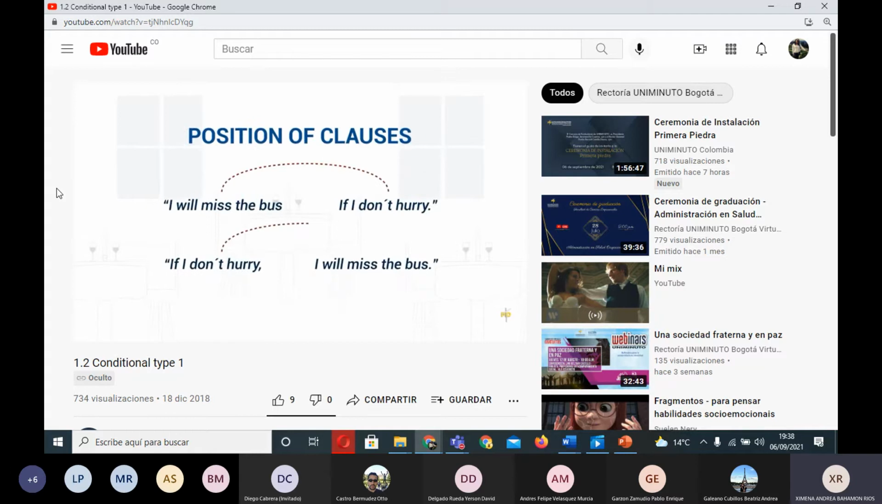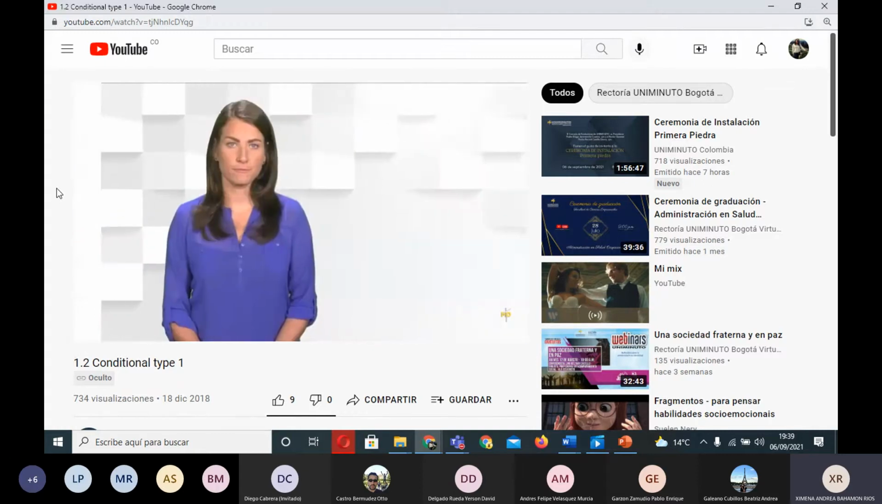Position of clauses. We can change the position of the information in the conditional sentences. It means we can mention the result first. Then we express the condition. The meaning doesn't change when changing the positions. Basically, the difference is in the punctuation mark.